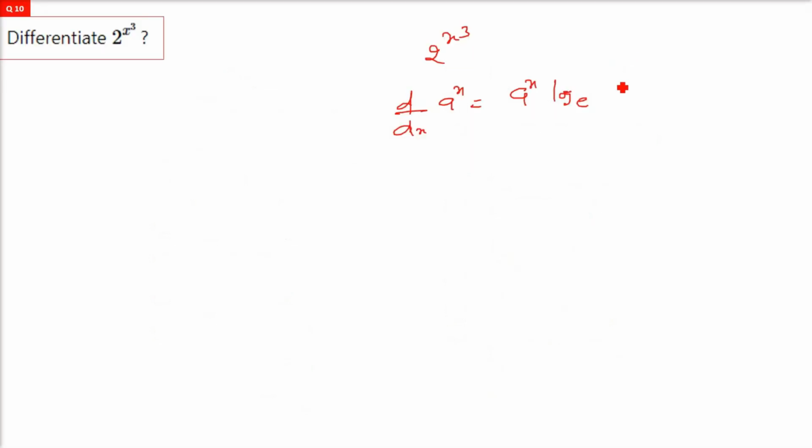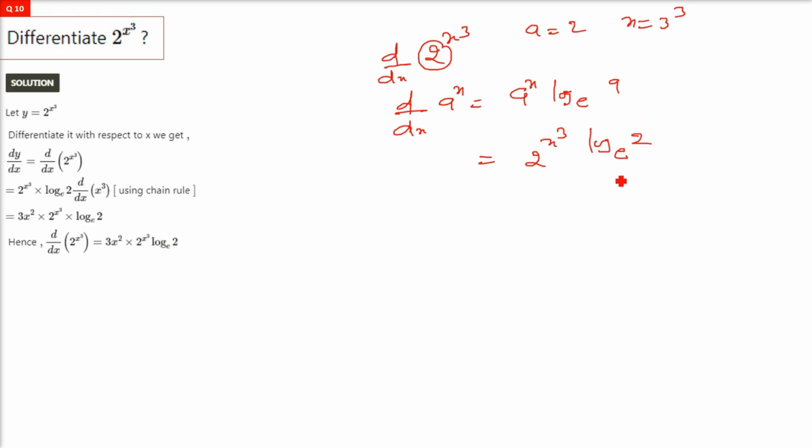Now try to compare this 2 to the power x cube with a to the power x. A is 2 here. And then x is x cube for just now. It is not 3 to the power 3, it is x cube. So it is 2 to the power x cube and then log base e. What is a? 2. But you will not stop here. You have to differentiate x cube also. So x cube will be 3x square.